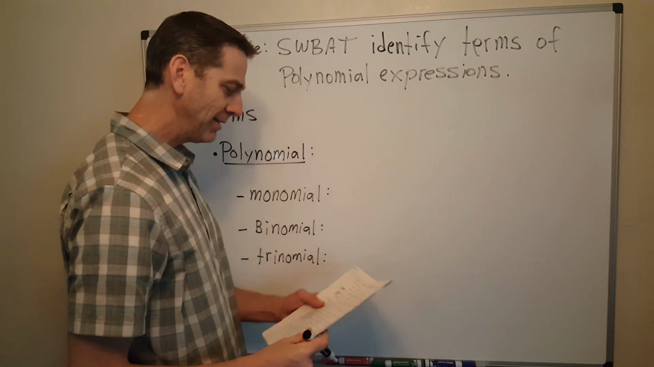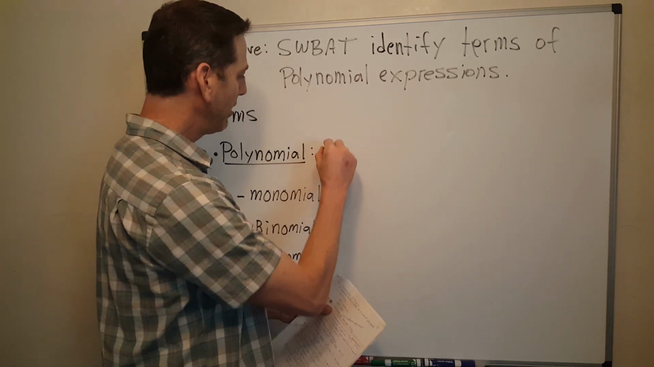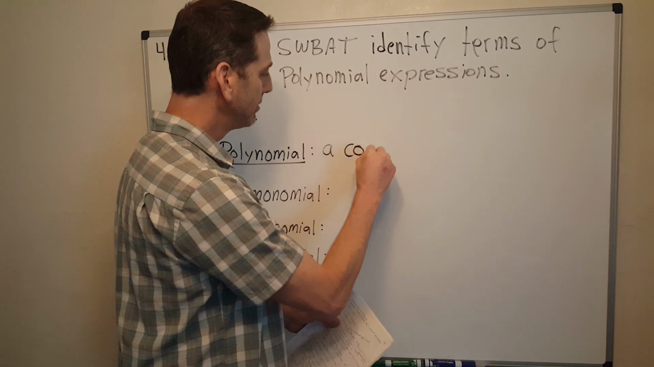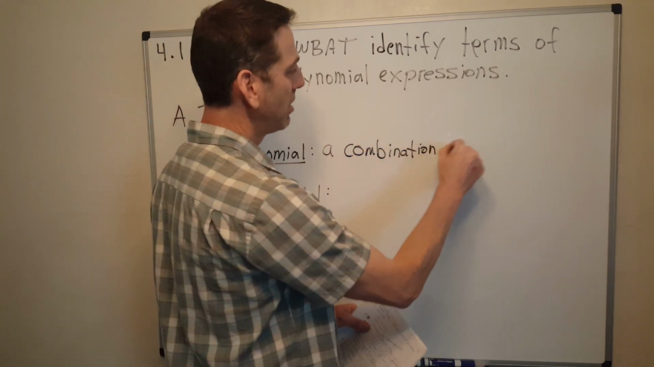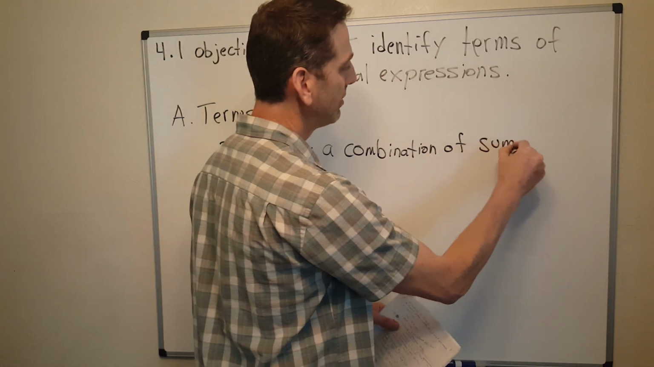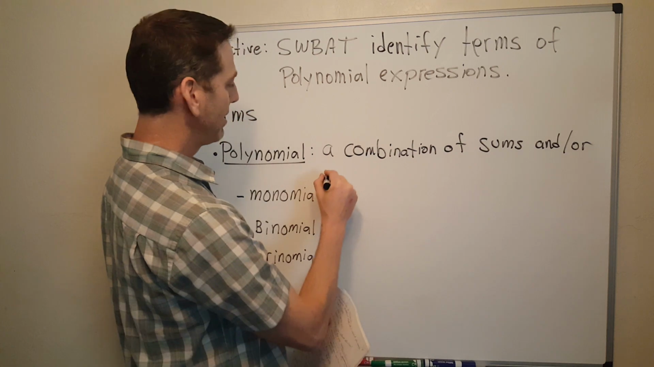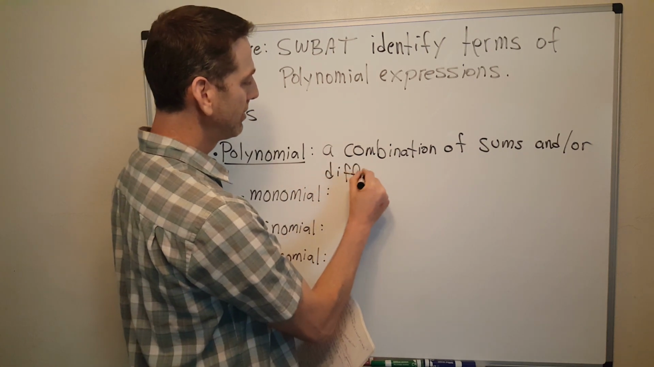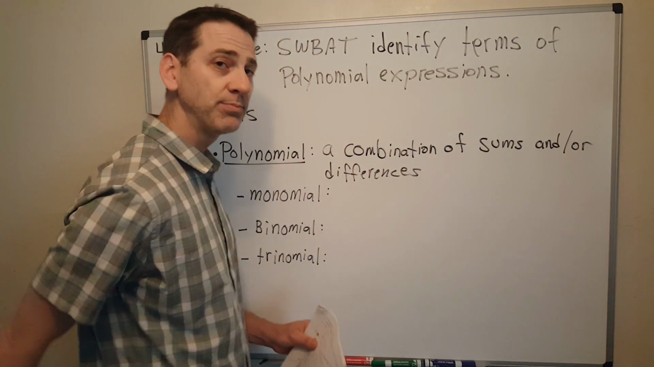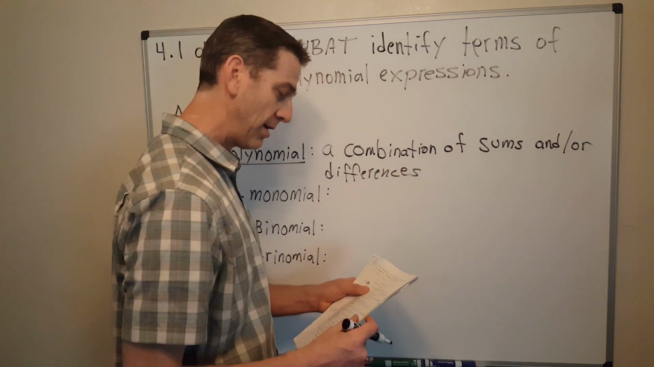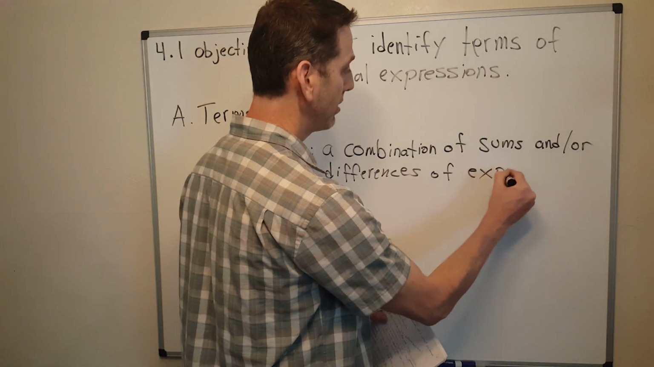A polynomial is simply a combination of sums and/or differences of expressions. Pardon me if I spell incorrectly.